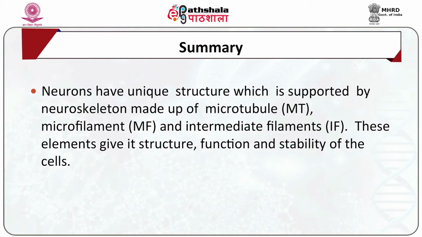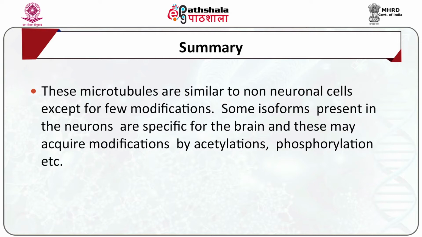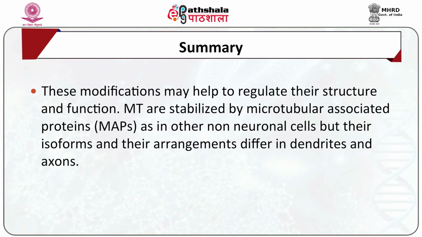So, students, let us summarize whatever we have learned. First of all, neurons have a unique structure and these are supported by the neuroskeletal elements: microtubules, microfilaments and intermediate filaments. Now, these elements give it structure, function and stability. The microtubules are similar to non-neuronal cells except for a few modifications. Some of the isoforms present in the neurons are specific for the brain and they may acquire some modifications by acetylations, phosphorylations, etc. These modifications may help to regulate their structure and function.